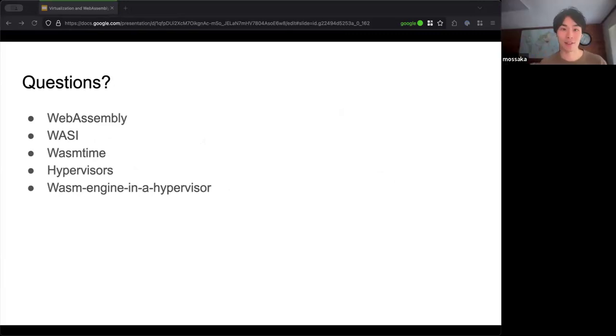Well, thank you, Alex. That's a wonderful presentation, and it's really exciting to see the comparison and contrast between WASM, virtual machines, and containers, and how they complement each other.